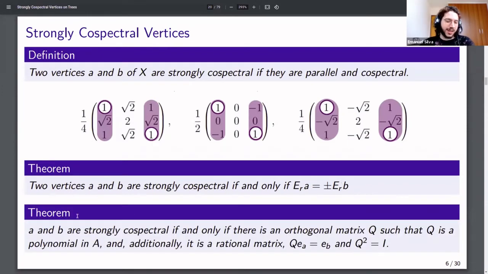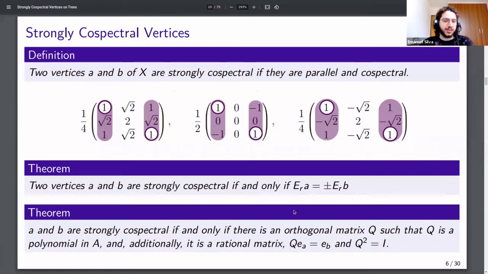And here we don't have a straightforward definition or a straightforward conclusion as before. But this theorem is going to be very useful to us later in the talk. So two vertices A and B are strongly cospectral if and only if there is an orthogonal matrix Q such that Q is a polynomial in a rational matrix, and Q maps A to B, and its square is equal to the identity. Okay.